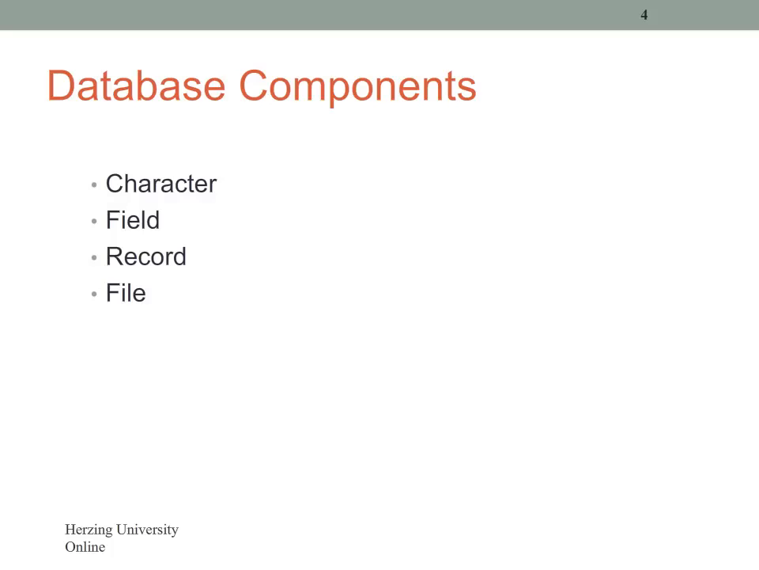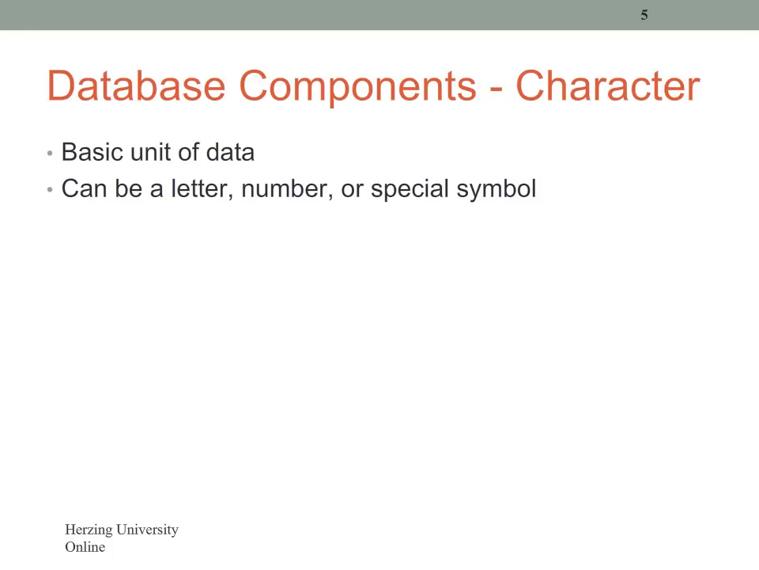Now, let's begin to dive a little bit deeper into the terminology that really drives the database environment as we explore these key component terms in the slides ahead. The terms will be character, field, record, and file. Common with most other popular software, the character is just a basic unit which can be a letter, a number, or even a special symbol.